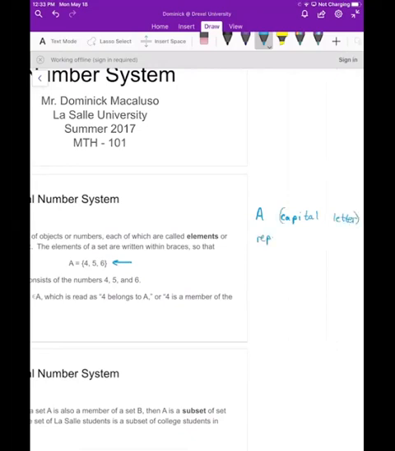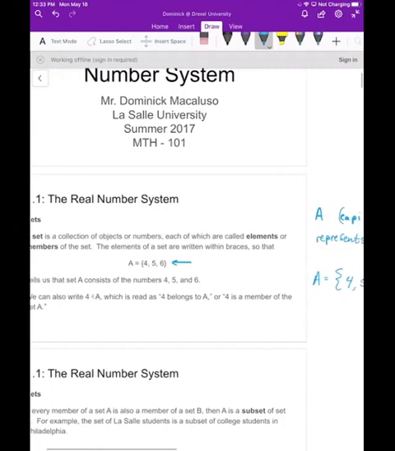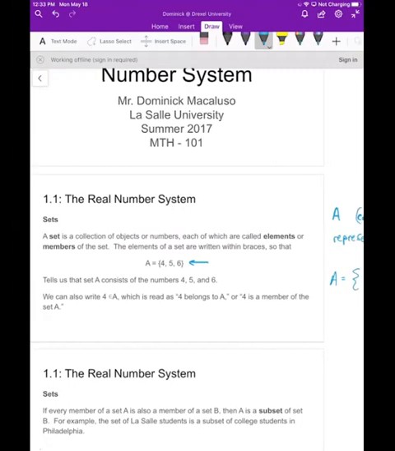So A represents a set here. And then if we want to talk about the elements that are inside a set, we usually use these curly brackets and then just list the elements in the set and then close it with the curly brackets as well. So this statement here just tells us that A consists of the numbers 4, 5, and 6, of course.